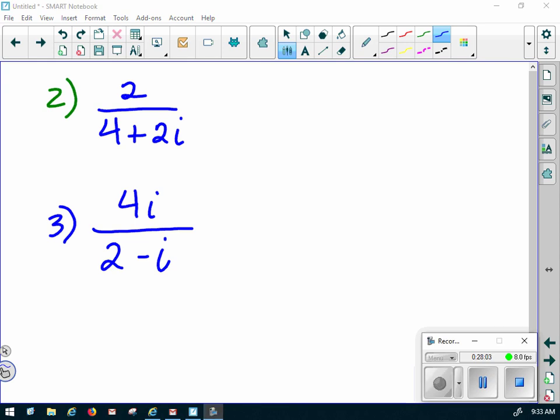Look at the first one. How many terms are in the denominator? Binomial. Does any of that binomial have an i in it? Yes. So you're going to have to multiply by what's called the conjugate. What conjugate are we going to multiply by on the top? 4 minus 2i. Good. Look at number 3.